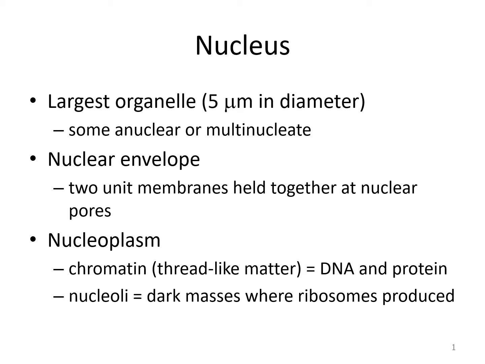So the nucleus also contains a nuclear envelope. Really, the nuclear envelope is a 2-unit membrane that is held together at nuclear pores. So it's essentially a double membrane that forms the outer boundary of the nucleus, and the nuclear pores will allow for material such as messenger RNA to exit the nucleus.